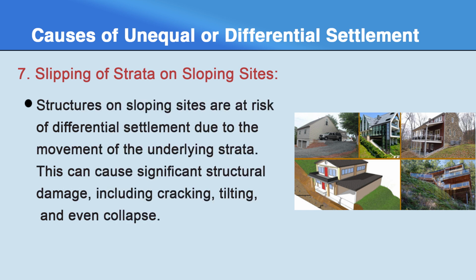Structures on sloping sites are at risk of differential settlement due to movement of the underlying strata. These can cause significant structural damage, including cracking, tilting, and even collapse. Measures such as constructing retaining walls, using soil stabilization techniques, installing proper drainage systems, and designing flexible foundations that can accommodate some movement can help manage the risk associated with sloping sites.